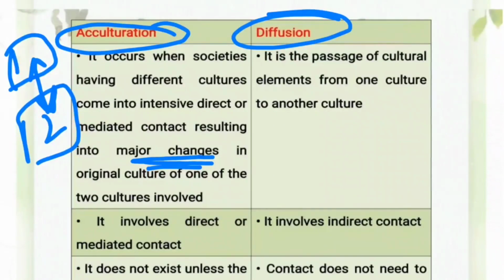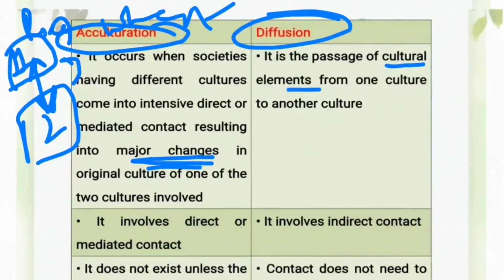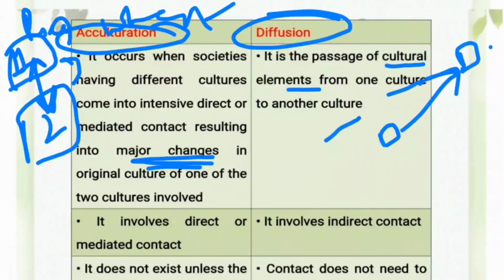If the first culture has a staple food of rice, but when they are interacting, the second culture influences the first culture and their staple food changes from rice to wheat, say for example. This major change in the first culture due to the influence of the second culture, we say is acculturation. Talking about diffusion, it is simply the passing of a certain cultural element from one culture to another culture. There is one element which has passed from one culture to another culture. We say that it is diffusion.